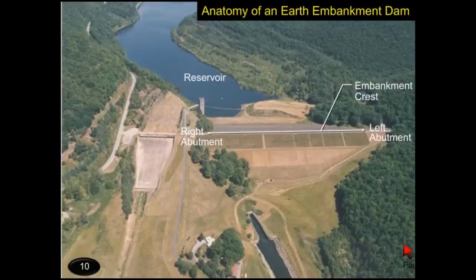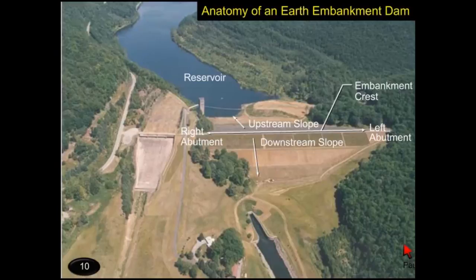We have the reservoir, and then we have the top of the dam. In this case, it's an embankment crest. Now, I'm showing you a dam, and I'm saying it's typical, but there really is no such thing as a typical dam. I like what one of my colleagues says. He says, dams are like snowflakes. There's no two alike. Every one of them is unique. But most dams have typical features, and that's what we're going through right now.